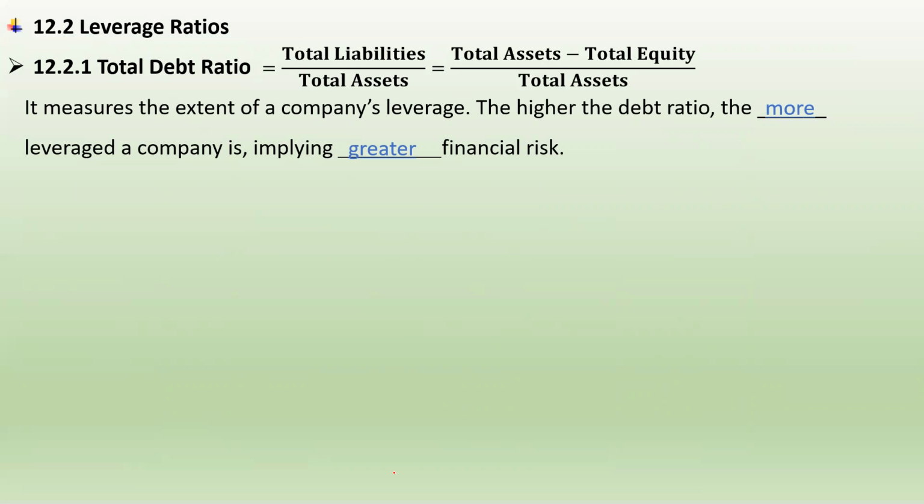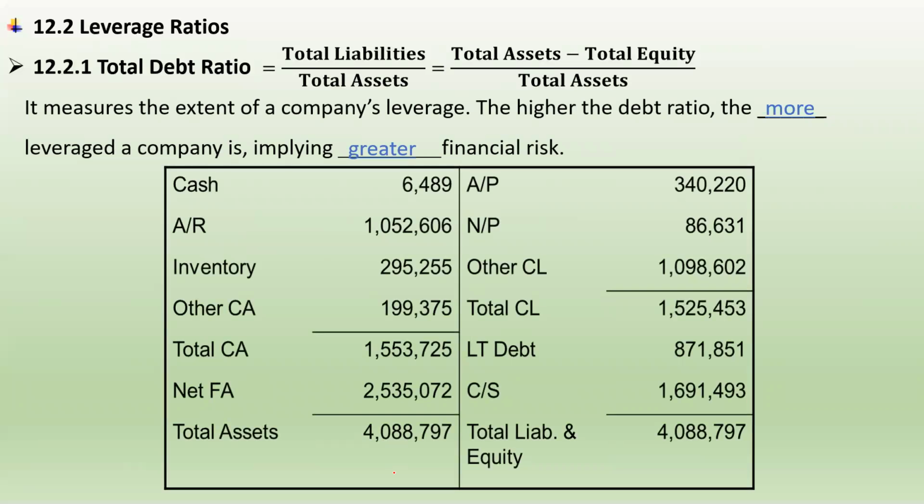So here, the total assets is on the left-hand side of the balance sheet, and the equity is on the right-hand side of the balance sheet, at the bottom. So in this firm, the total debt ratio is 0.586, 58.6%.